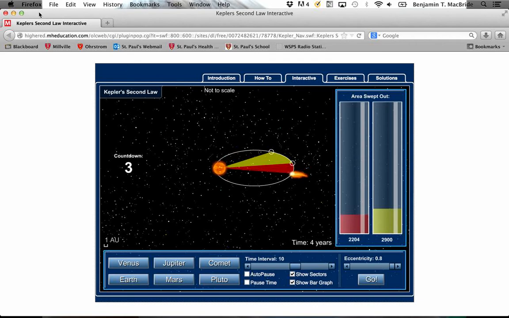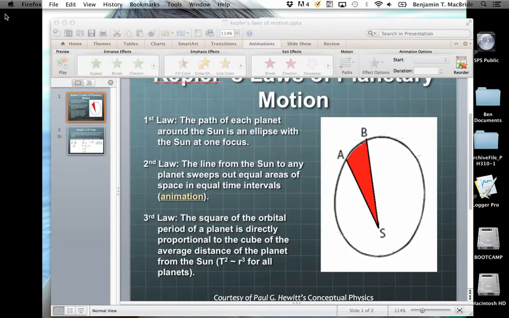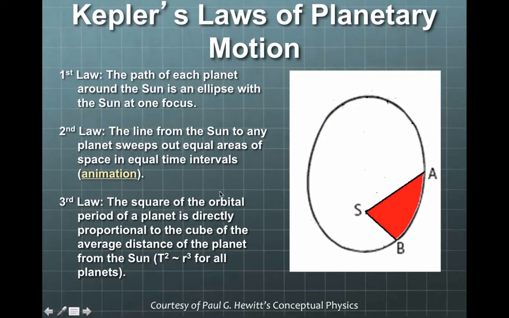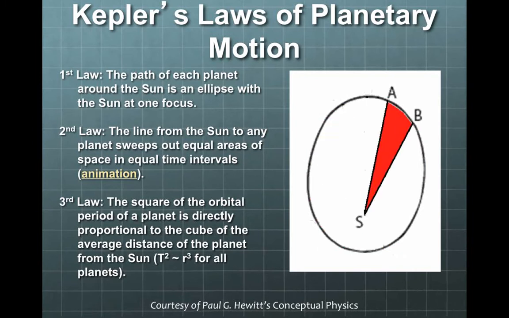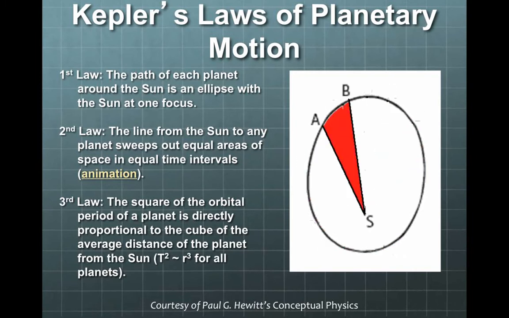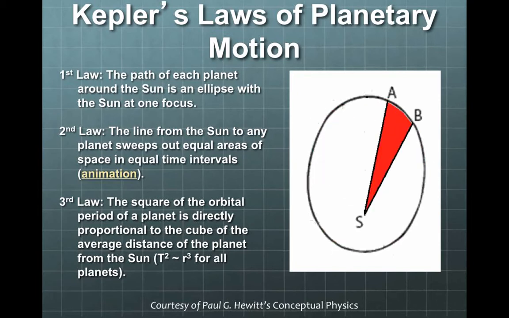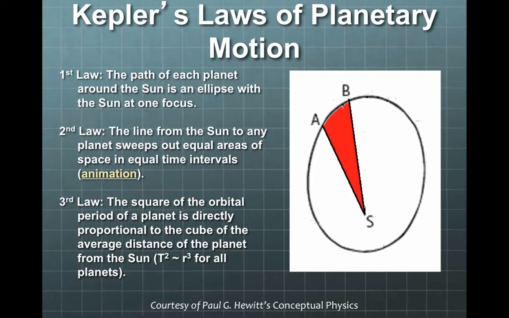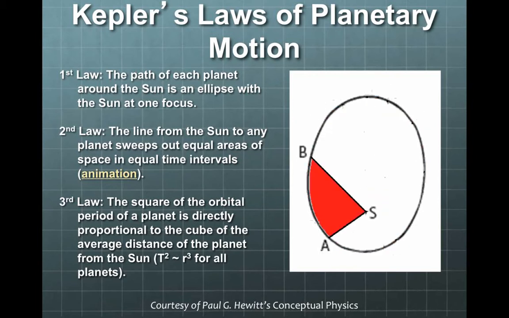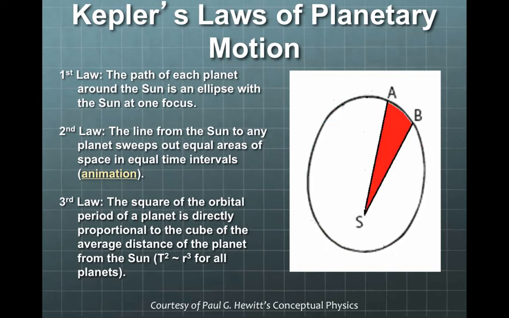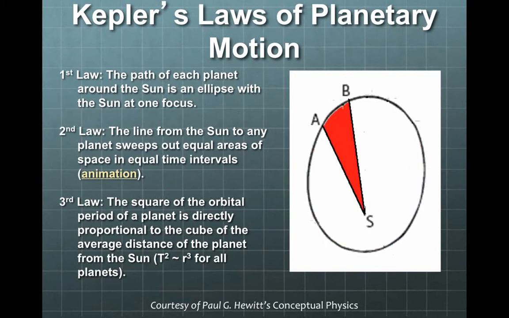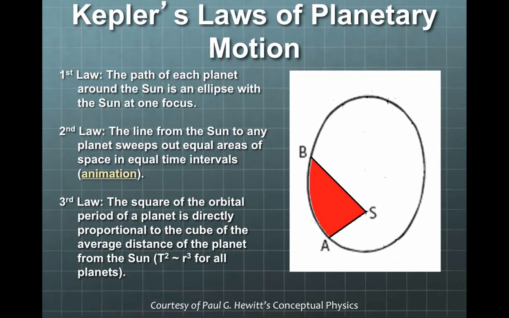Alright, so hopefully that makes sense now after seeing those two visuals. And then the third law, Kepler's third law of planetary motion, is that the square of the orbital period of a planet is directly proportional to the cube of the average distance of the planet from the Sun. So T squared is proportional to r cubed for all planets. On the next slide, I'm going to derive that a little more quantitatively, and we'll turn that proportional sign into an equal sign. We'll find out exactly how they are related.